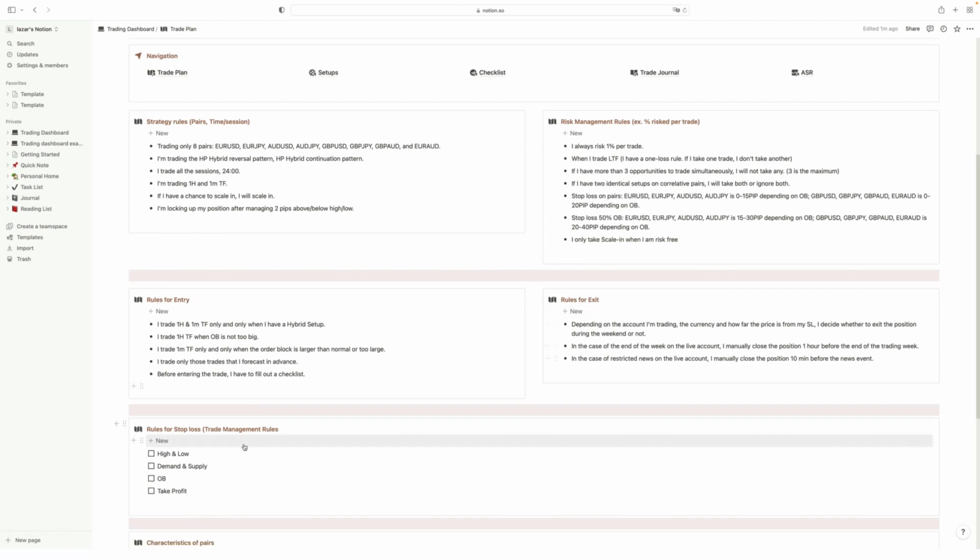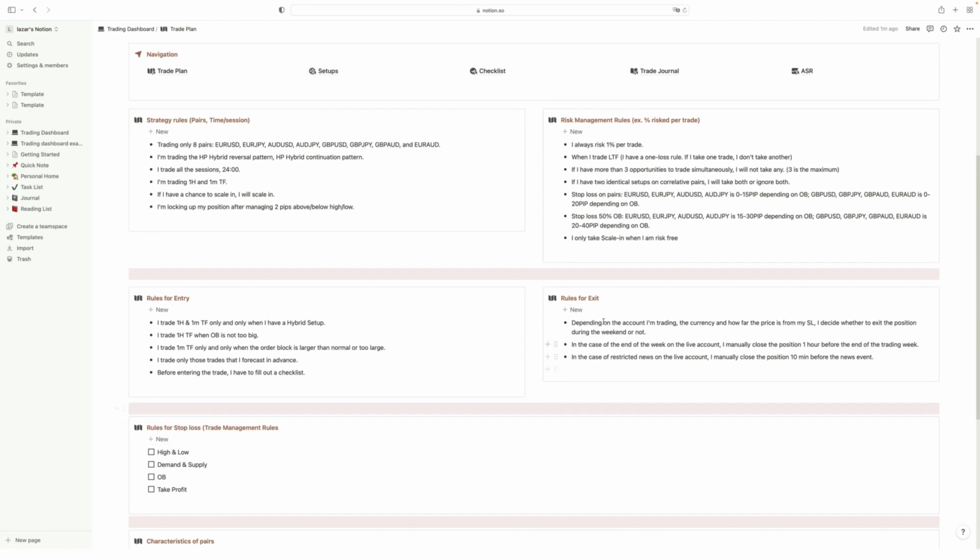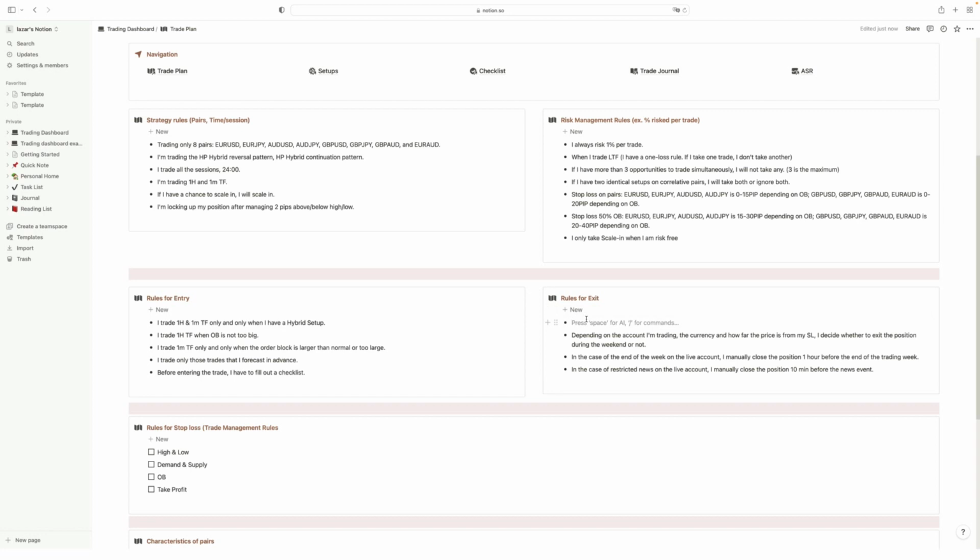And you're also going to have rules for stop loss. So guys, you'll see, click here on new, and basically you can add whatever you want, so you write your rules. And this is basically how you make a trade plan.